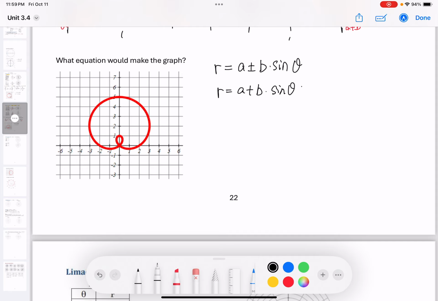And the point here can tell us a is 2. And how about b? So this point is a plus b, which is 5. a is 2, b must be 3. And also you can check if this point is b minus a, or the difference between a and b, and this is a positive value. All right, we have a and b, so r is equal to 2 plus 3 sine theta.